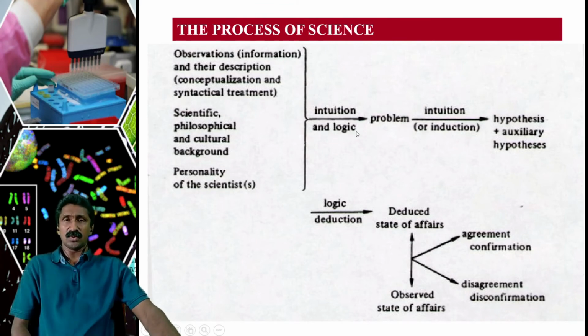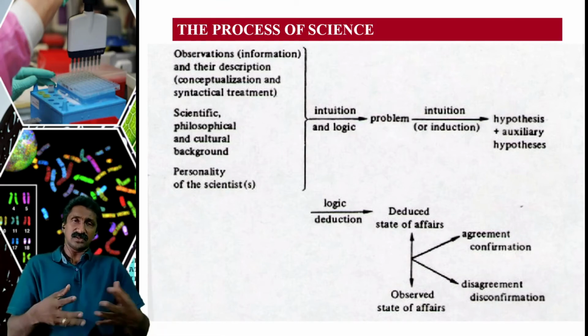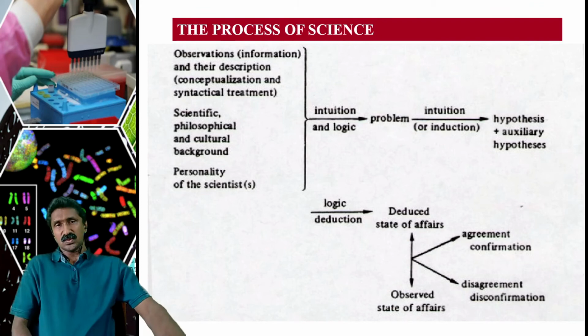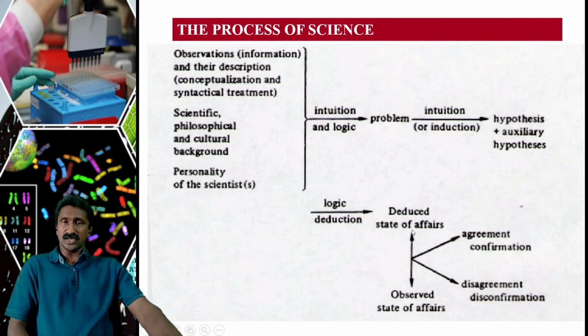So once there is a problem, you have the intuition or induction and you generate a hypothesis. And sometimes you will require an auxiliary hypothesis. We will see in some of the other slides what an auxiliary hypothesis is. Anyway, the hypothesis is generated based on the available information, observations and other factors. Then, once the hypothesis is there, you will deduce a logic to verify it, and you will design an experimental part. Then you deduce the state of affairs that can be verified based on the experimental output.